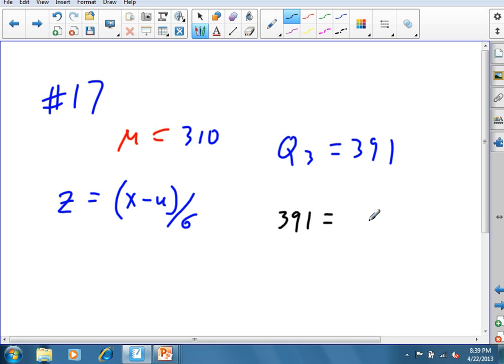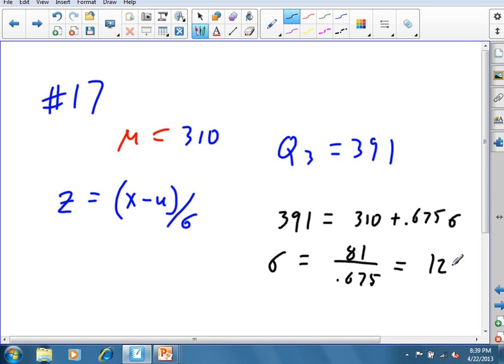319 is equal to 310 plus 0.675 sigma. So the standard deviation, let's see, am I going to get that one right? 81 divided by 0.675. And just 390 minus 310, oh, 81, I knew it, divided by 0.675, 120. So the standard deviation is 120.